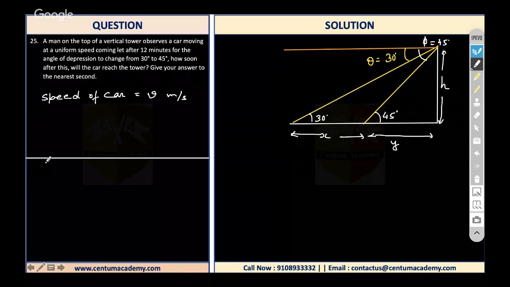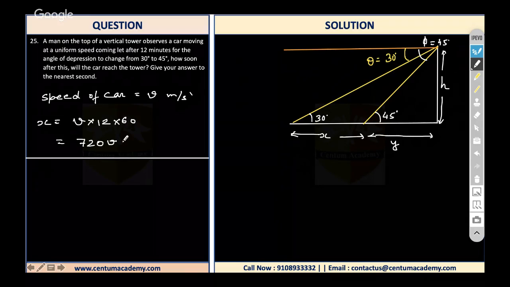Okay, so x will be nothing but distance is speed into time. So v into 12 minutes. 12 minutes means 12 into 60 seconds. Be very careful. Why? Because you have taken speed in meter per second. So minutes will have to be changed to seconds. So 720 V. X is 720 V.